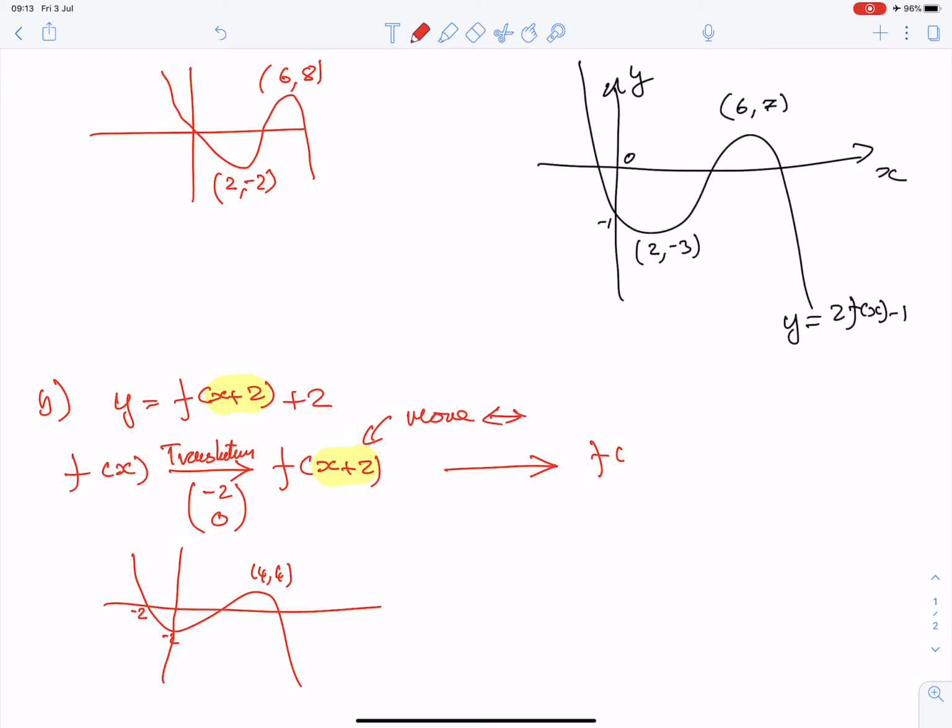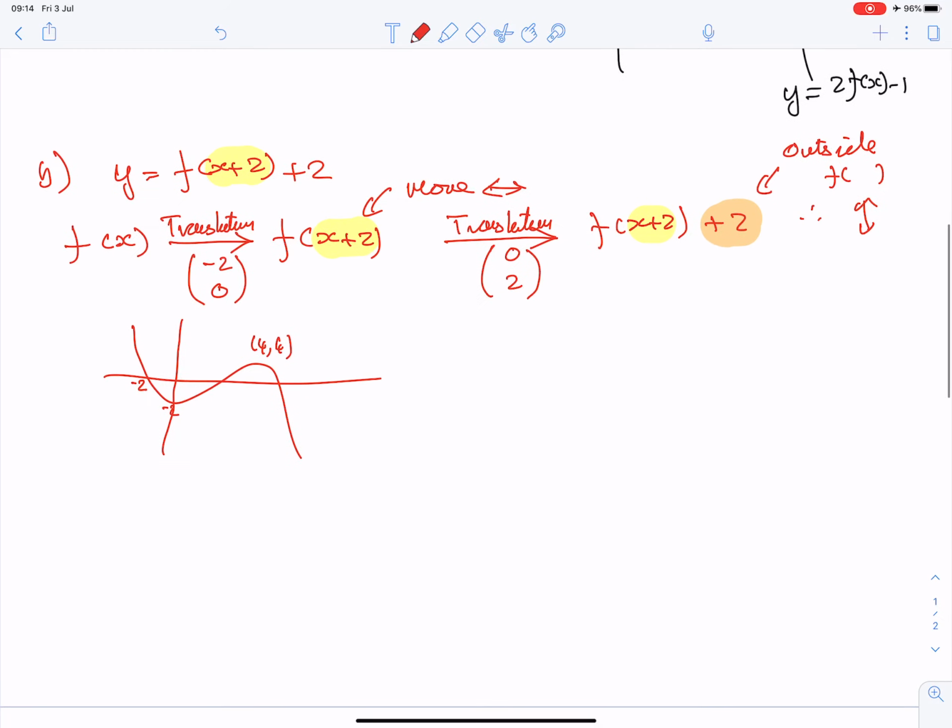And now we've got to add 2 to it. So we've got f of x plus 2, plus 2. And this is now outside the function. It's not in the bracket next to the x. It's outside the function. So we have moved the graph in the y direction. Therefore it moves up and down. So we're going to get a translation again because we're adding something. It's outside, so it does what it expects it to do, so we add the 2. So this graph that we had before is going to move up 2.